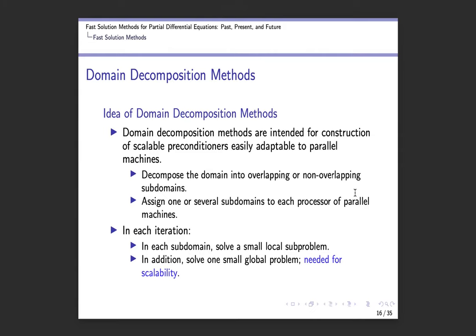This is for scalability. As I mentioned earlier, for an elliptic problem, the domain of dependency is the whole domain. So local spaces only are not enough. We have to correct the global error. That's why we need this global problem. But a small size is enough, okay? We have to add at least one global space for scalability.